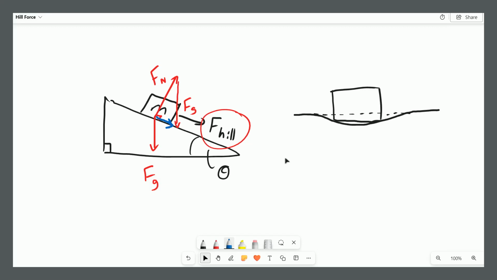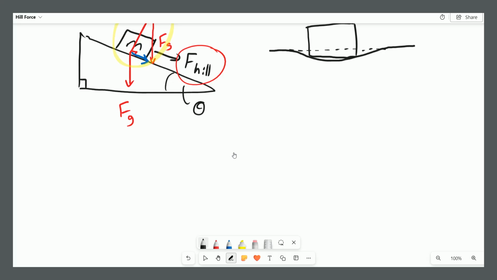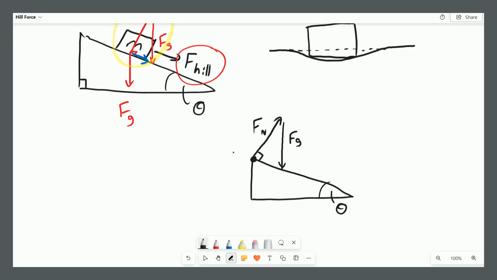Now, what is that Hill force equal to? To figure that out, we're actually going to look at this triangle here and use some trigonometry. So let's scroll down and redraw this. There is our slant, or our slope with angle theta, and we're going to imagine our mass is right here at the top, and there is our normal force, which is perpendicular, and there is our force of gravity, which is straight down.